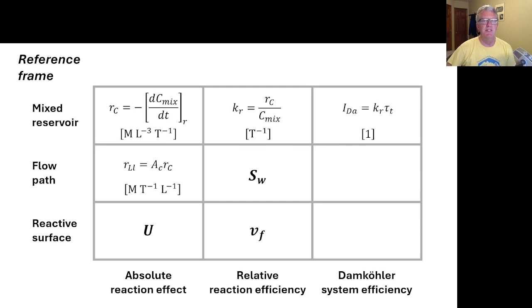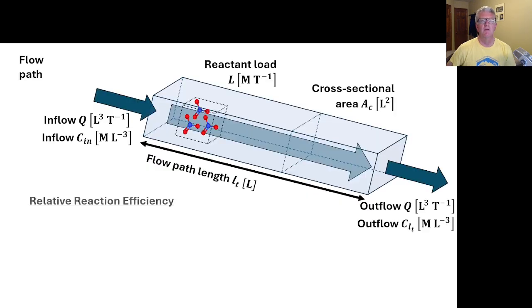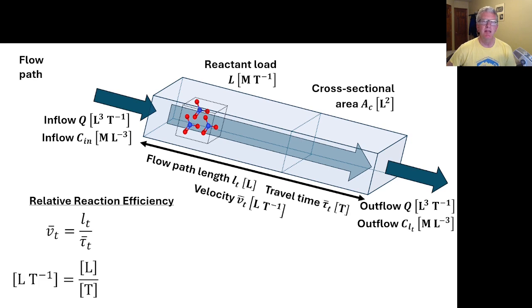In fact, we will see that all metrics in this column can be related to geometric adaptations of the temporal reaction rate, and, spoiler alert, all metrics of efficiency can be derived as geometric adaptations of the temporal rate coefficient. On that note, a metric for the efficiency of reactions occurring along a flow path can be derived with a space for time substitution.